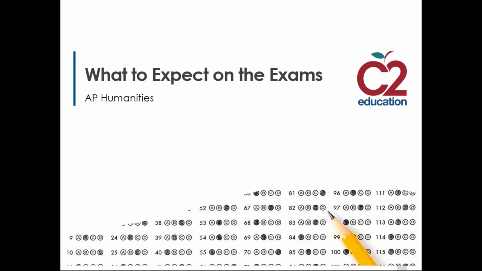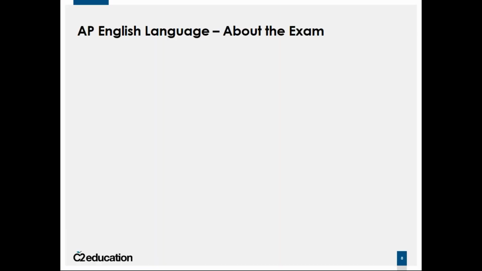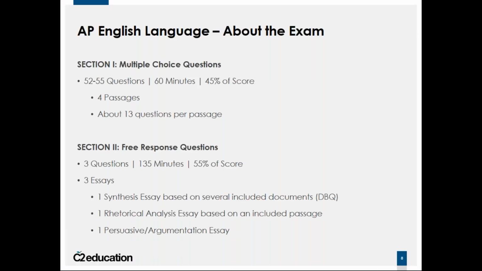So, the actual exams. Language. Let's talk about language first. So, language has 2 parts: multiple choice and a free response. Obviously, because it's an English exam, the free response, which includes essays, is weighted a little bit higher. Multiple choice, you've got about 50 to 55 questions, takes about an hour. It's 4 passages, about 13 questions per passage.